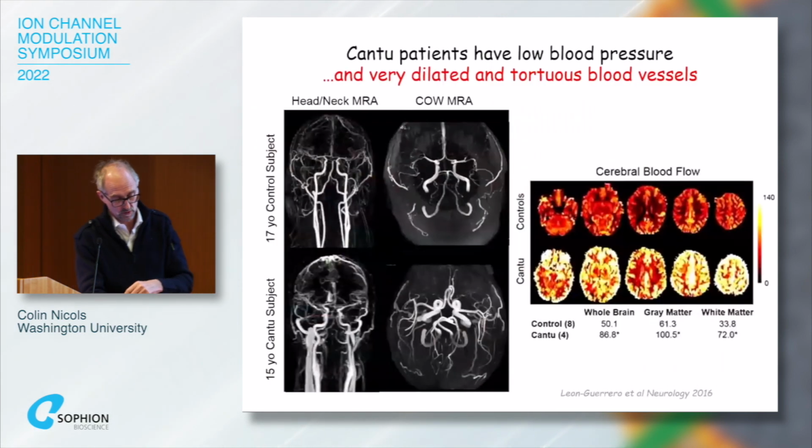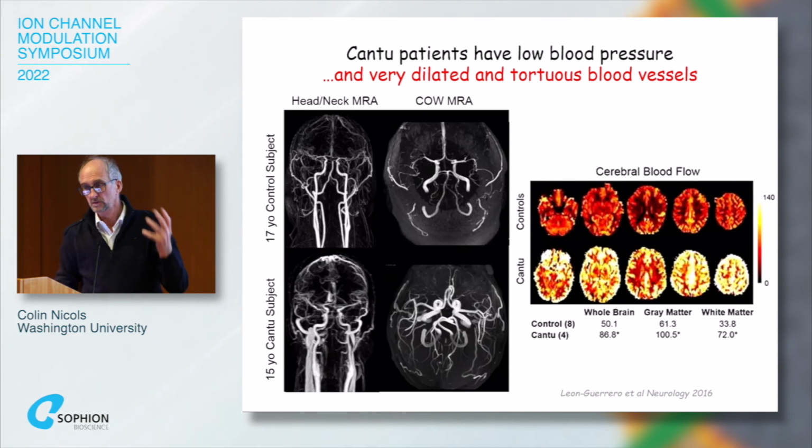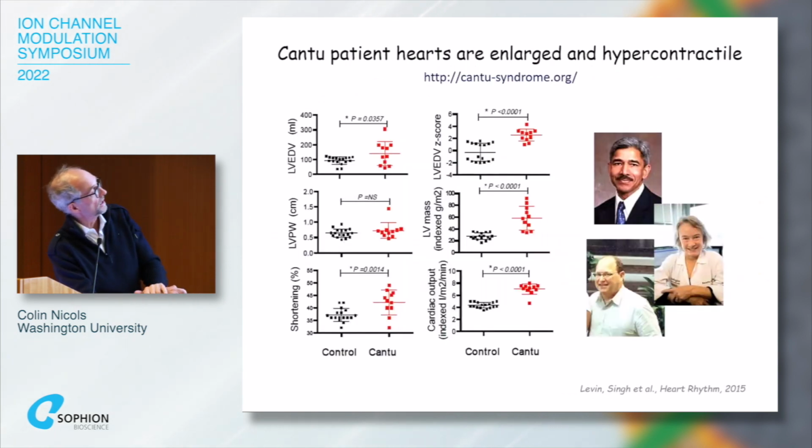When we look inside, one of the things we've been able to do is imaging of blood vessels in the brain. This is what the normal vessels into the head look like in a young man. This is the circle of Willis, which is a classical structure within the brain. This is what it looks like in a Cantu patient. So these people have incredibly dilated and tortuous blood vessels. And if we measure cerebral blood flow, it's about double in the Cantu patients what it is in normal patients. So they have a very enlarged circulatory system.